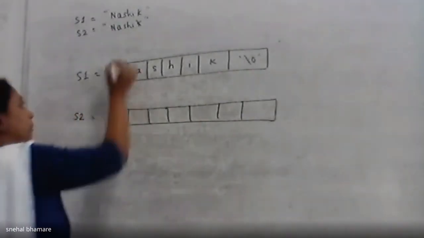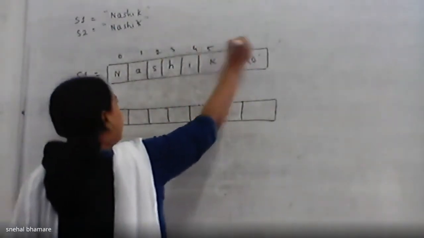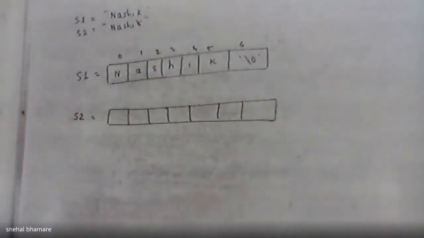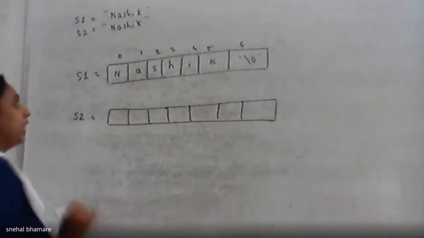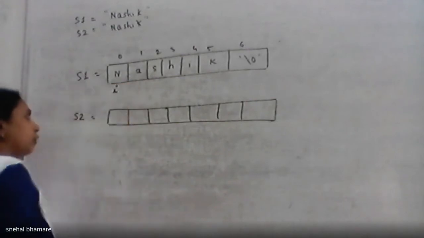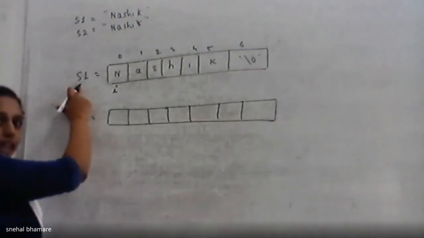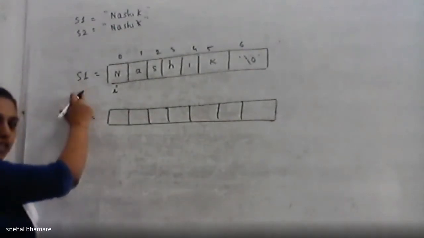Now what I will do, this is my index, let's say 0, 1, 2, 3, 4, 5, and 6. Now what I have to do, I will take one pointer variable, a normal index variable, let's say I. It will be initialized to the 0th location of the S1 array, that is the first string.